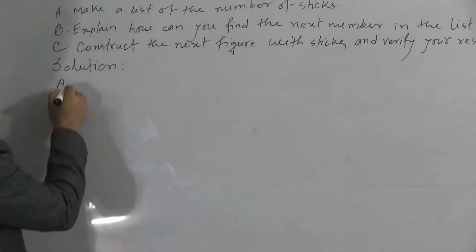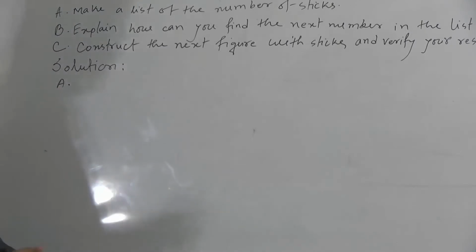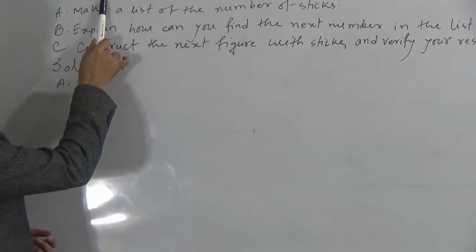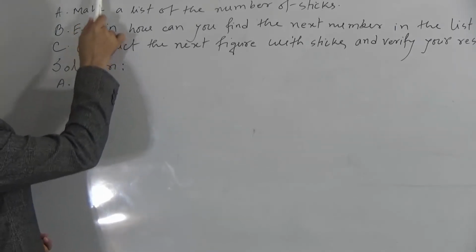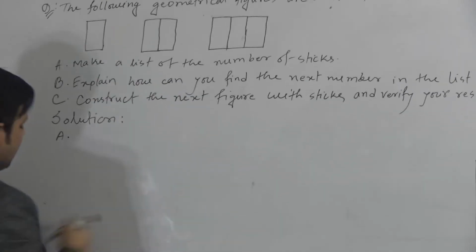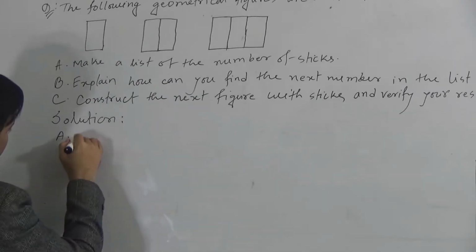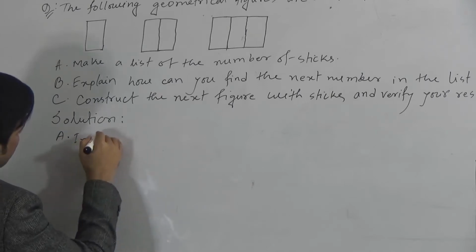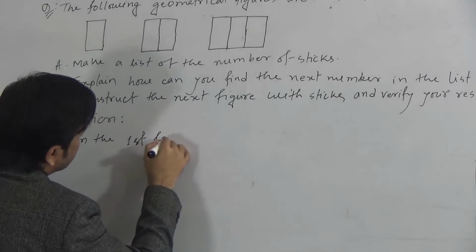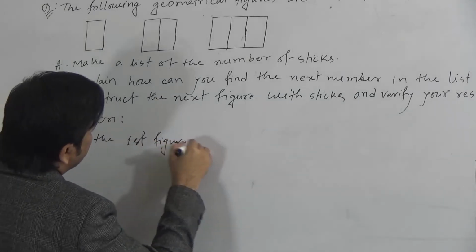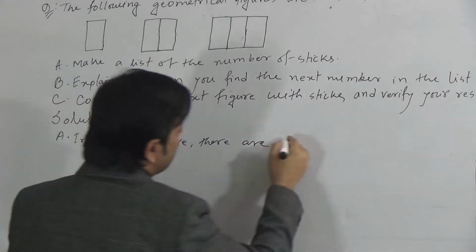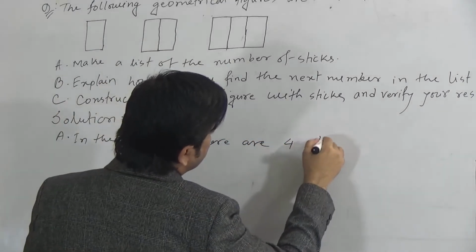Question A at first. I will solve question A. From the figure, we can say in the first figure, there are how many sticks? 1, 2, 3, 4. If we count, how many sticks here? 1, 2, 3, 4. So we can write here, in the first figure, there are 4 sticks.